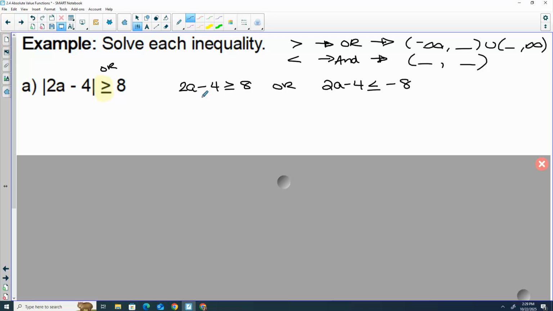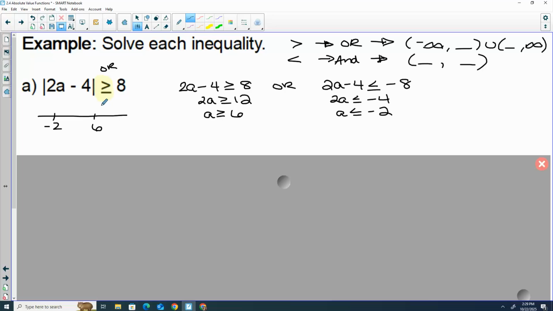Now we solve both of these. So we add over our 4, divide by 2. This one I add my 4, divide by 2. I expect an interval at the end. If you need, you can always draw a picture to help yourself. I'm not going to require it, but it's certainly helpful.